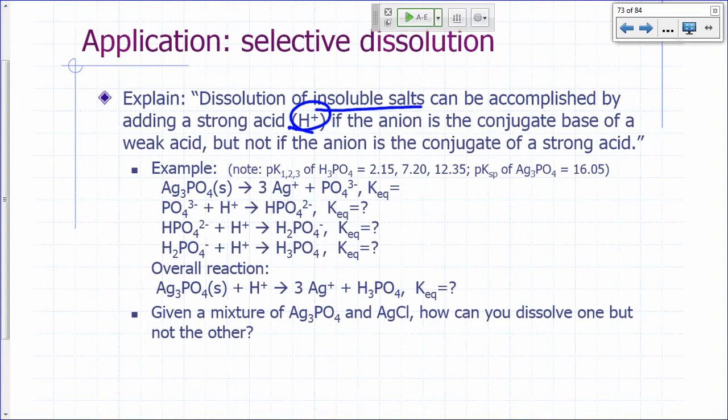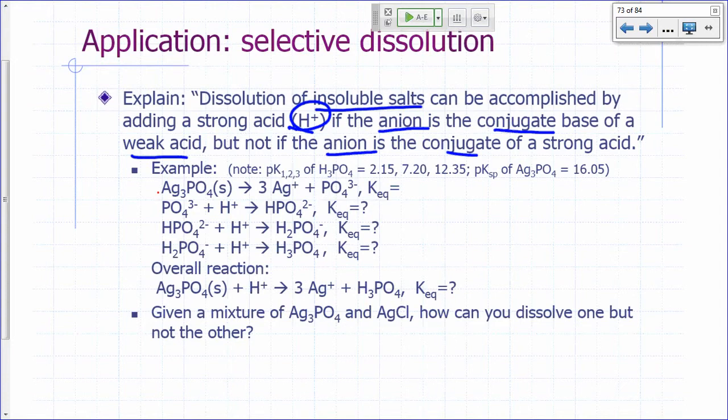The explanation for that has to do with the negative ion of your salt. If the anion of your salt is a conjugate base of a weak acid, then that will have a greater tendency to dissolve. But if the anion is a conjugate base of a strong acid, adding an acid will not help in the dissolution of your salt. Let's illustrate that with silver phosphate. If you add acid to silver phosphate, you'll find that it is going to be soluble in the acid.